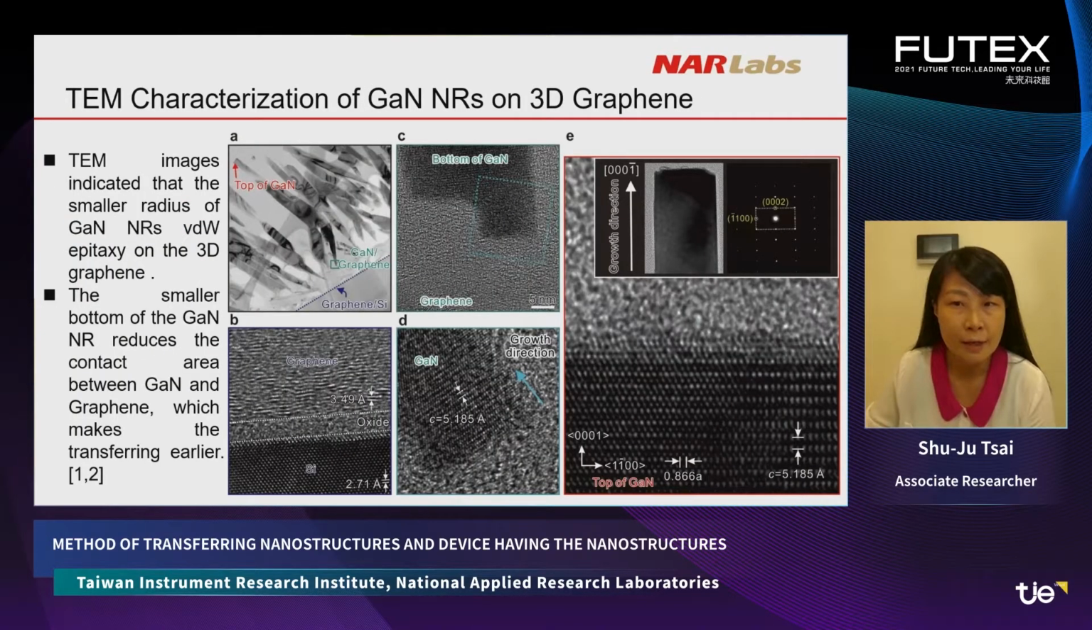From the TEM characterization, the growth of a gallium nitride nanorod would start with a smaller diameter, around 10 nanometer, which makes it easier to be separated from the underlying 3D graphene compared to the gallium nitride nanorod grown on sapphire or silicon substrate.